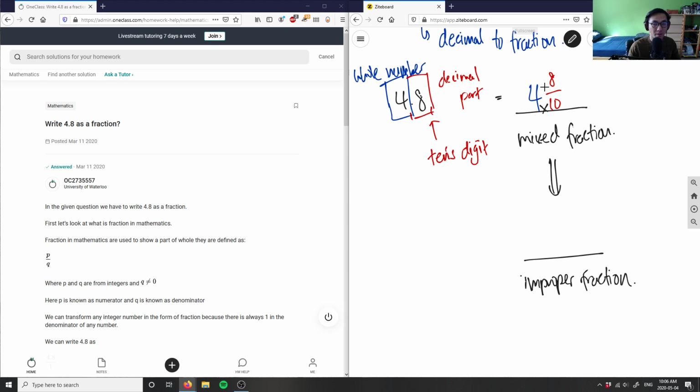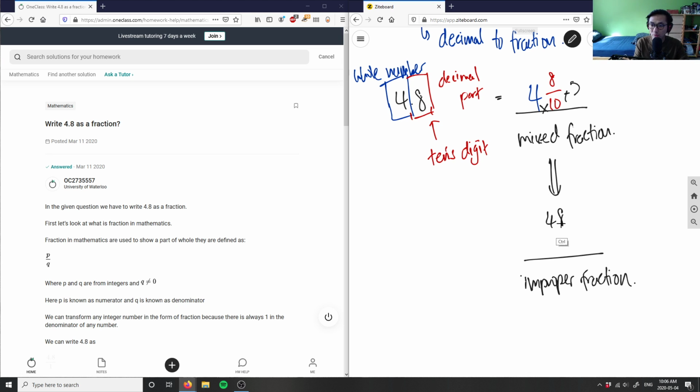Okay, sorry about that. So again, I have my whole number part here, and I'm going to multiply it by the denominator. So it's going to be 4 times 10 here, and then I'm going to take that number and add it to the numerator. So I have 4 times 10 plus 8, right? So 4 times 10 is 40, and 40 plus 8 is 48, right? So this would be 48 here in the numerator.